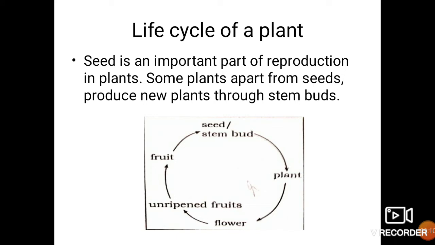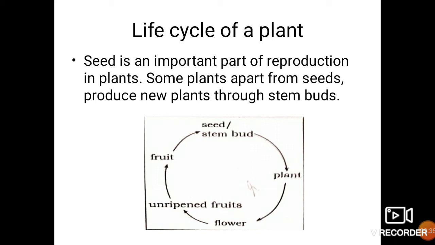Now let us learn the life cycle of a plant. Seed is an important part of reproduction in plants. So new plants developing from seeds is one of the wonders of nature. Some plants, apart from seeds, produce new plants through stem buds. So in the picture we can observe a life cycle of a plant producing seeds from a seed.